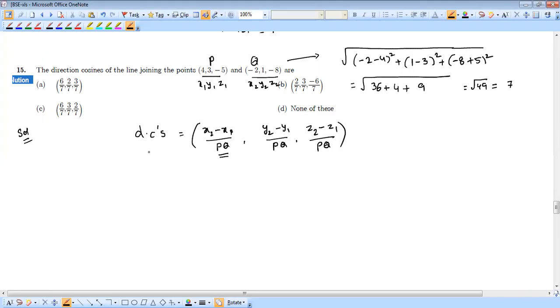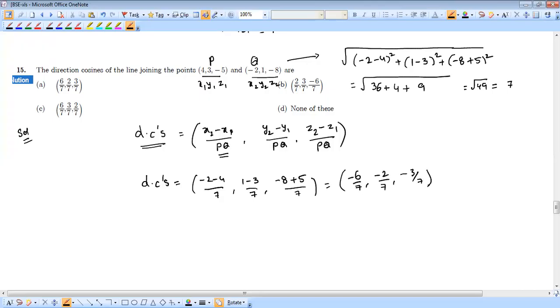And coming to direction cosines. See, direction cosines: x2 minus x1 means minus 2 minus 4 divided by 7. And 1 minus 3 divided by 7. And minus 8 minus 1 minus 5 plus 5 by 7. The answer is minus 6 by 7, minus 2 by 7, minus 3 by 7.